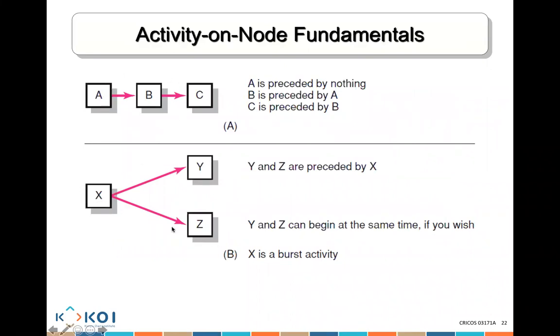Look here, X is a burst activity because there are 2 tasks bursting from it. Y and Z have X before them. Y and Z, both of them, cannot begin until we finish X. Y and Z can start at the same time, but they don't have to start at the same time if we don't have the resources we need to start those tasks at that time.